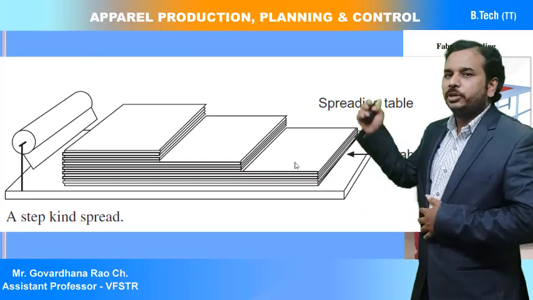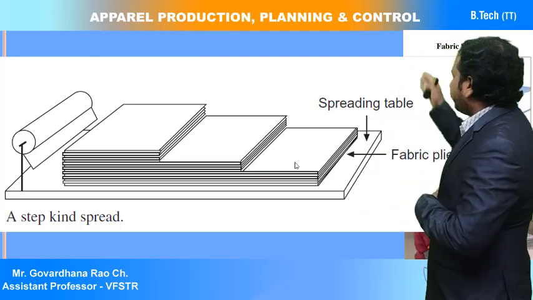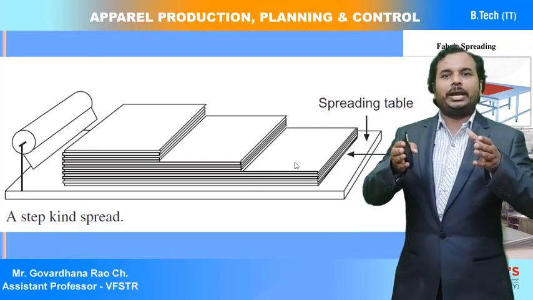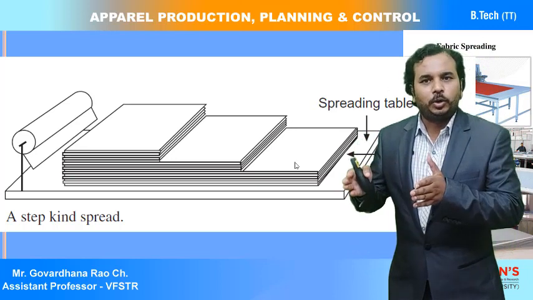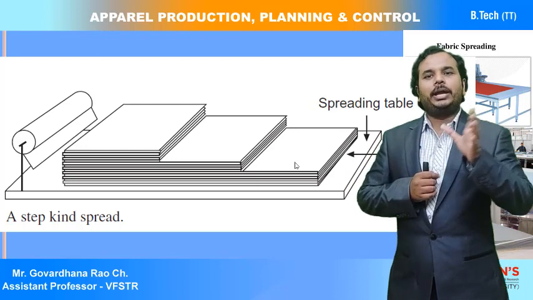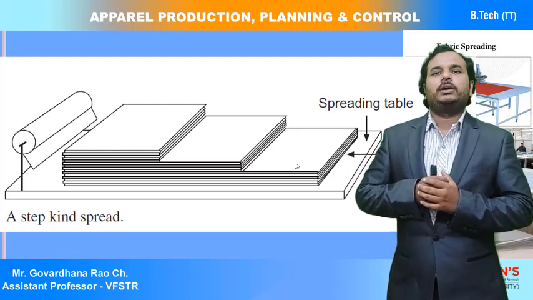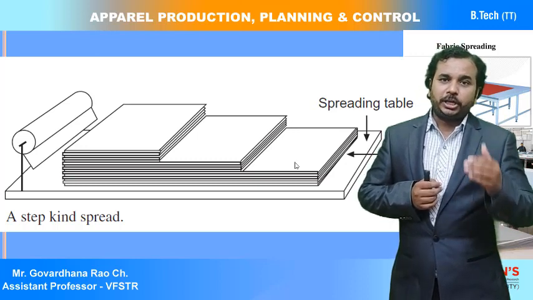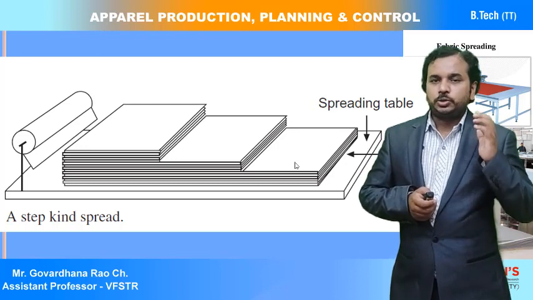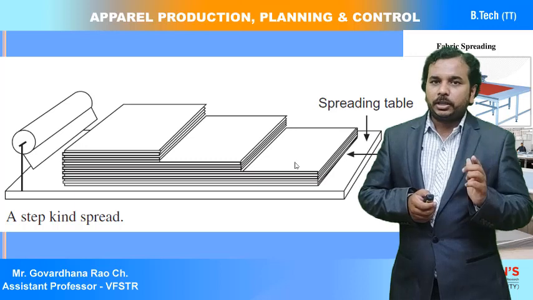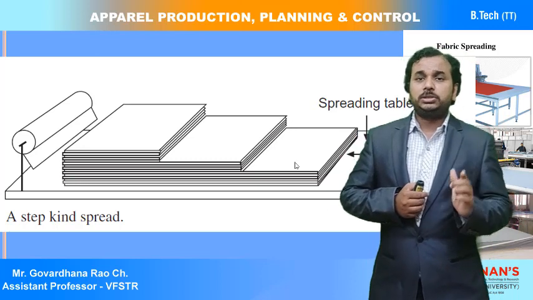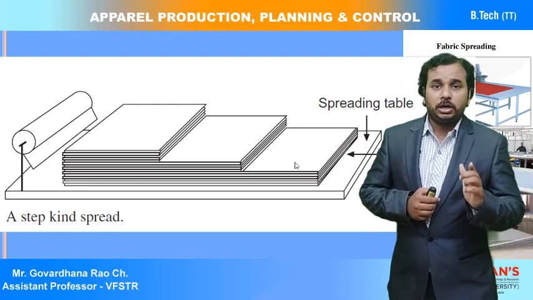So if you observe, the highest total number of plies becomes 50, the second size you are going to get 30, and in the third step you are going to get 10. So 50, 30, 10 is what we get from this step spread. So this step spread is going to be used for different ordered quantities. Remember that step spreads are preferably used for different ordered quantities.